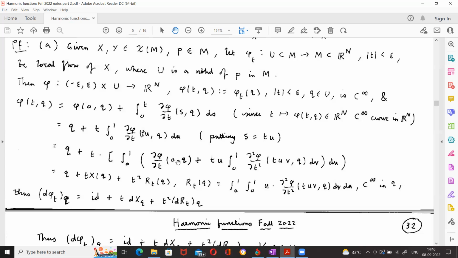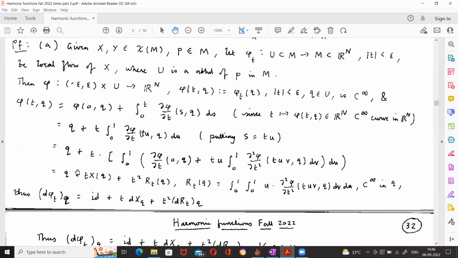Now look at this first term. Del phi del t at 0 comma q is what? It's just the derivative of the integral curve phi t of q, right? So the derivative of this at t equal to 0 is just x at q. So this term here is just x at q, so that's constant, independent of u. So when I integrate from 0 to 1, I'll just get x of q. And this phi of 0 comma q is just the identity, so this is q.